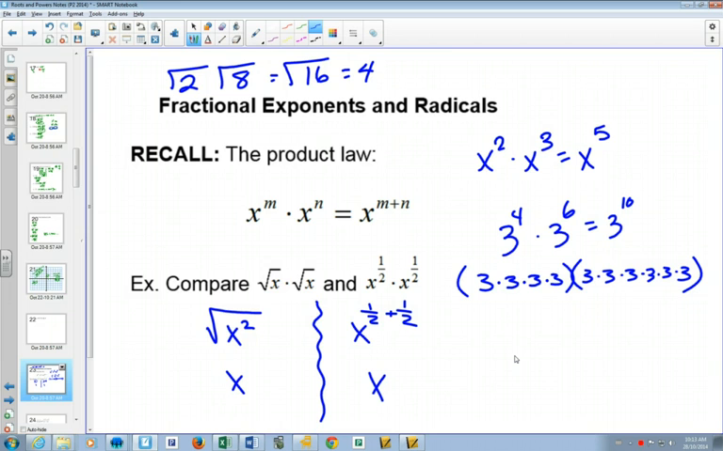I was thinking about if you did half an x and then another half an x, you get 1x. I don't know if that actually works that way. Maybe.